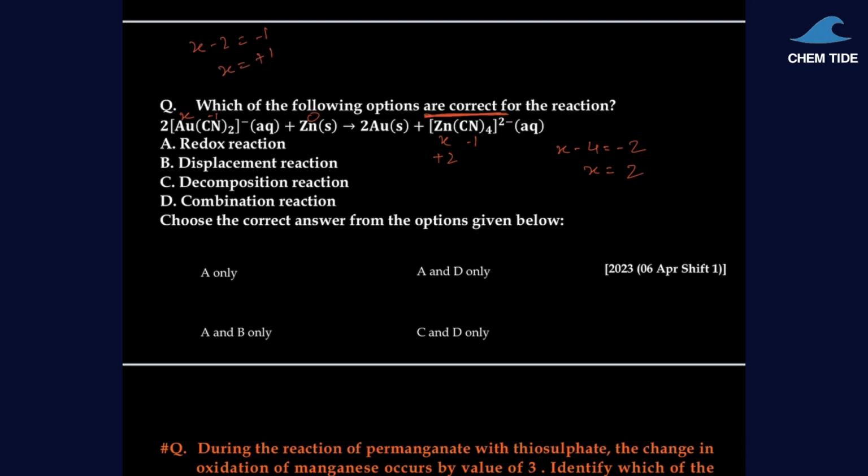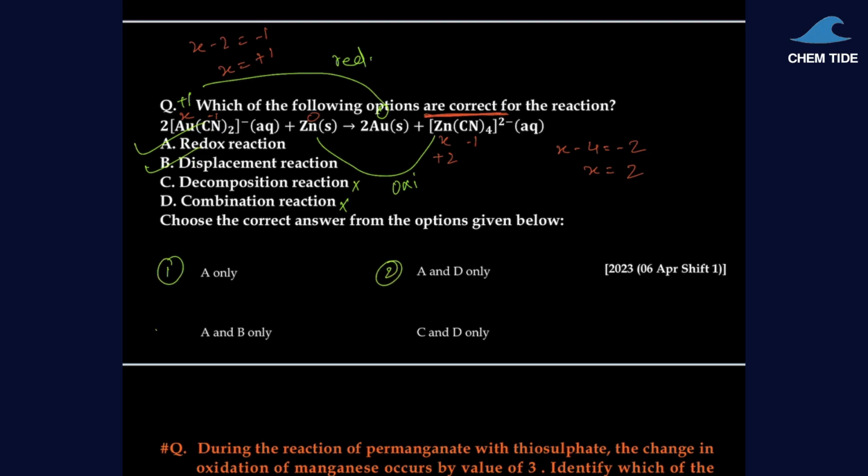Okay. So basically this gold is changing its number +1 to 0, which is the reduction. And zinc is changing number from 0 to +2. So this is oxidation. Okay. So the redox reaction, the first option is right. And it's a displacement also because zinc is displacing gold from its solution. So A and B should be right. Decomposition is not right. It's a displacement. Combination is also not right. It's a displacement.